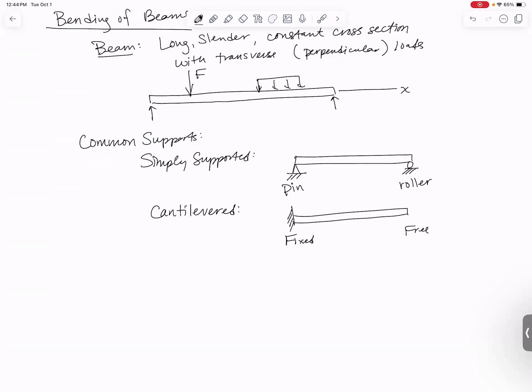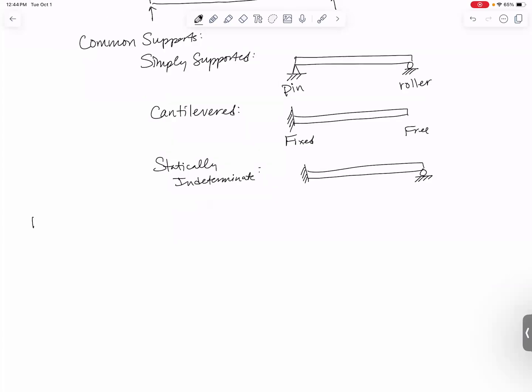Most of the other variations are what we call statically indeterminate. And a statically indeterminate beam is very easy to make. You simply start with a statically determinate beam. Statically determinate means we can solve for all of the reactions using our equilibrium equations from statics. To make it statically indeterminate, all we need to do is add another support, like a roller right there. You add additional supports beyond the ones that we can solve for using statics alone, and it becomes statically indeterminate.